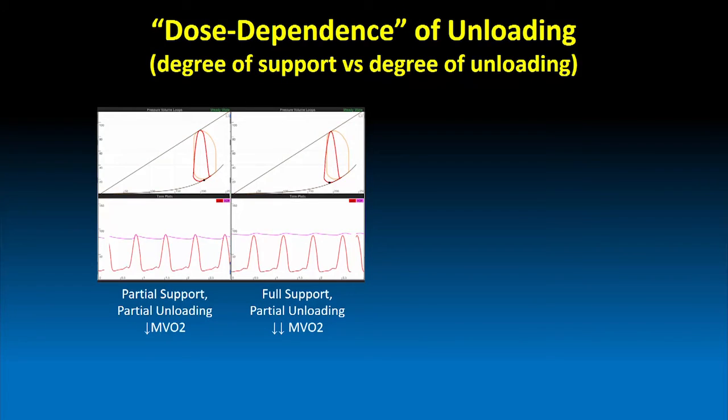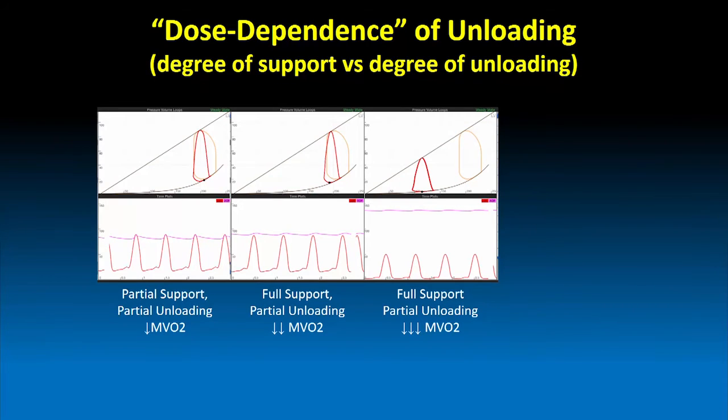The next degree of support is full support, but still partial unloading. Full support means that the entire cardiac output is being provided by the mechanical circulatory support device. And we know that in this case because you see there's an uncoupling between ventricular pressure and arterial pressure. The ventricle is not ejecting at all, and all of the cardiac output is coming from the device. So we have full support, but still partial unloading, and we've reduced the oxygen consumption a little bit. The next degree is full support and a greater degree of unloading, but still partial unloading, meaning the device is providing all of the blood pressure and all the cardiac output, and we've created more unloading and reduced myocardial oxygen consumption to a greater degree, but we're still not fully unloaded.